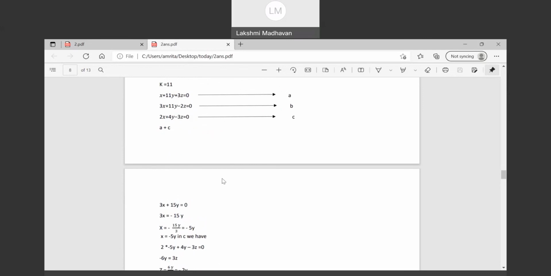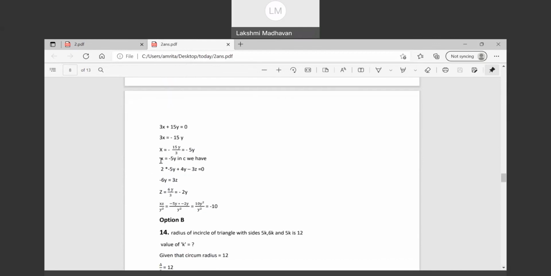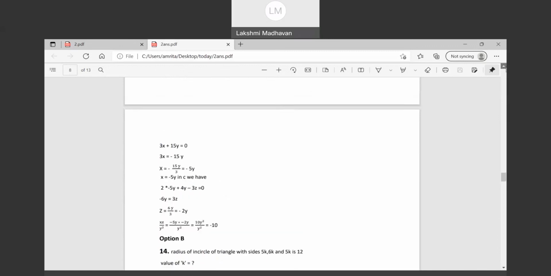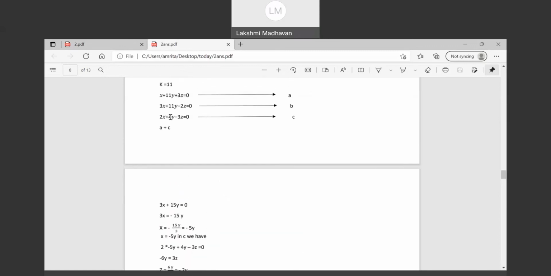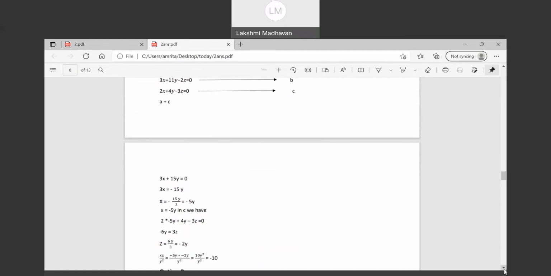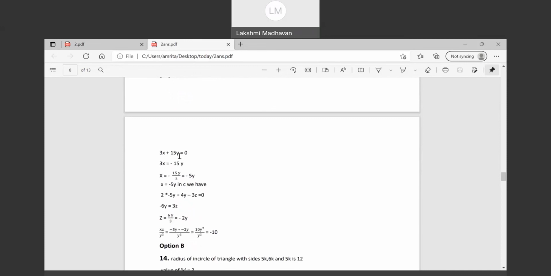Now I have a part of x, and if I substitute this in any of the equations, I'll have another part here. So what I did is I substituted the value of x, minus 5y, in the equation C. What is given in the equation C? It's 2x plus 4y minus 3z equal to 0. So 2 multiplied by minus 5y plus 4y minus 3z equal to 0. So I have a relation with y and z. It's minus 6y is equal to 3z, and I have z in terms of y. So I have x in terms of y and also z in terms of y.